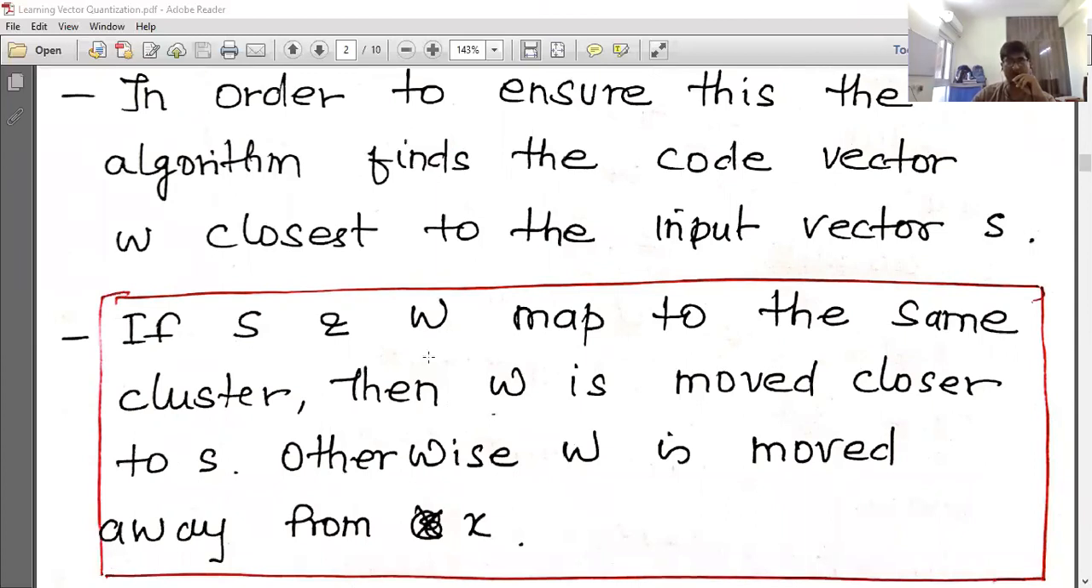Then if S and W map to the same cluster, that is, for a given input and the weight matrix, if that input maps to the same cluster, then this code vector W is moved closer to S, right? How that closeness is defined, we'll see through an example. Or otherwise, this W is moved away from S. This W is the code vector or the exemplar code. So the code vector would either be moved towards the input pattern we are considering, or it would be moved away from that input pattern. Because ultimately, for each and every input, we need to find the designated cluster, right?